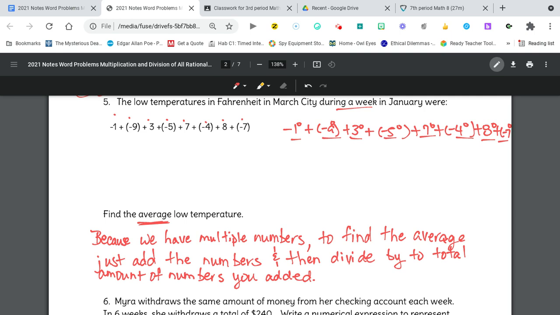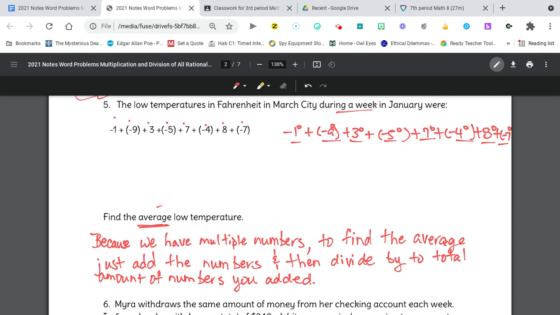That's all you do. So if I want to find the average, we all know average means divide. But for multiple numbers, you got to add first. Normally, to find an average, you take the one number and you divide. But here you add, so you're going to find the sum of the numbers. So it's going to be the sum divided by the total amount of numbers. So let's find the sum.